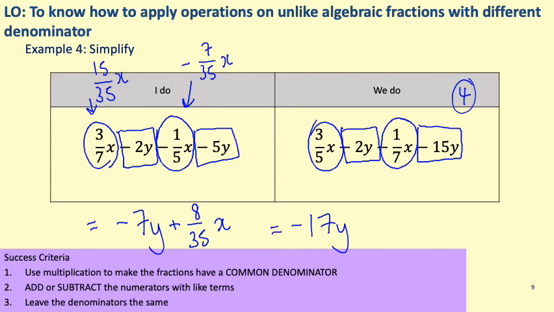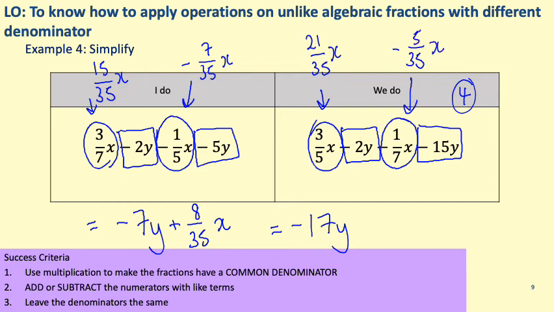We've then got 3/5 x, which I'm going to say I want 35 on the bottom again. So I've had to times top and bottom by 7. So I get 21 over 35 lots of x. And then this fraction here is negative. I want 35 on the bottom. So on the top and the bottom, I'm going to want to times both by 5.